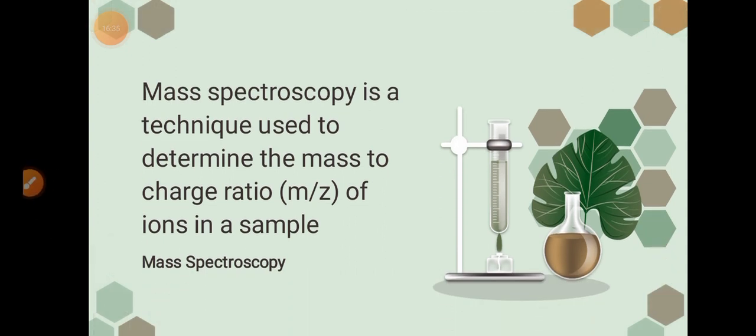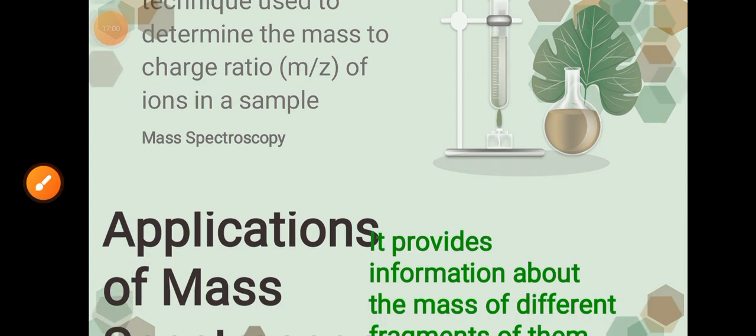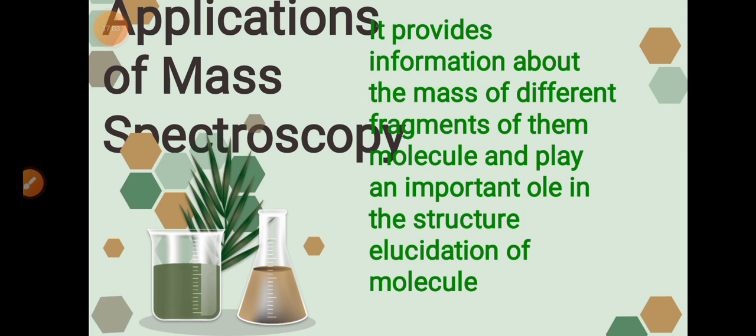Now we have another kind of spectroscopy, that is mass spectroscopy. And what is mass spectroscopy? Mass spectroscopy is a technique used to determine the mass to charge ratio. Simply, we look at the mass and charge in relation to each other. When we look for this, that spectroscopy is known as mass spectroscopy. And in its application, it provides information about the mass of different fragments. When we are looking for mass, of course we will identify the mass, so it gives information about the mass and plays an important role in the structural elucidation of a molecule.